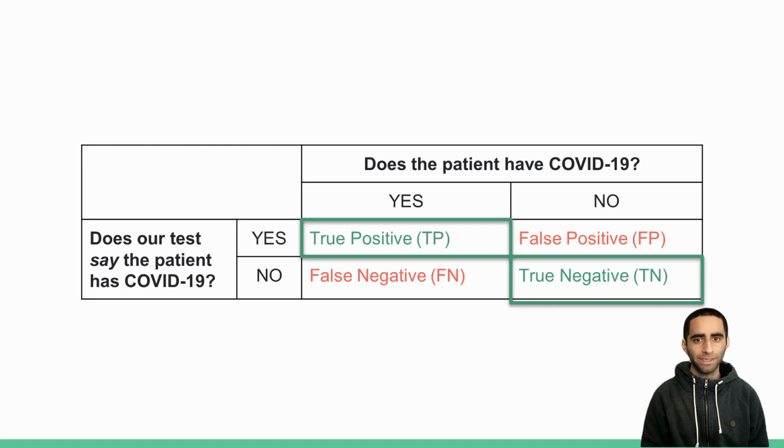We want our test to say yes if the patient actually does have COVID-19, and we want our test to say no if the patient actually does not have COVID-19. How exactly can the undesirable outcomes, false positives and false negatives, come about? First, let's discuss false negatives, which were by far the most frequent type of erroneous diagnostic test result during the COVID-19 pandemic. Recall that our diagnostic test will output no if the PCR experiment fails.